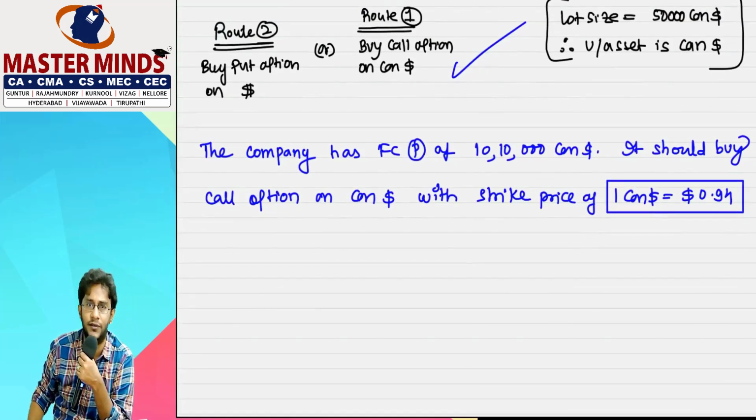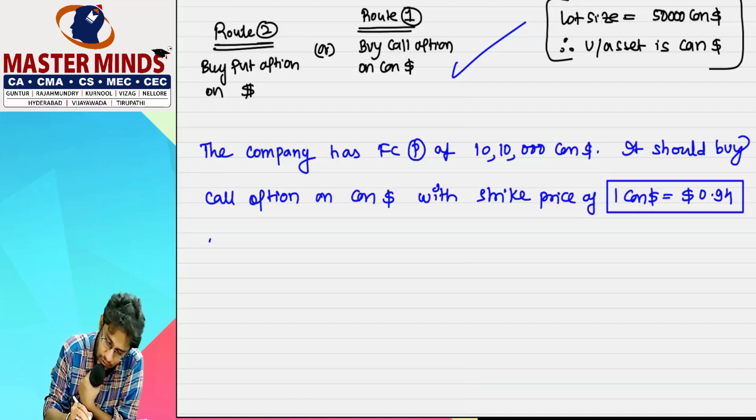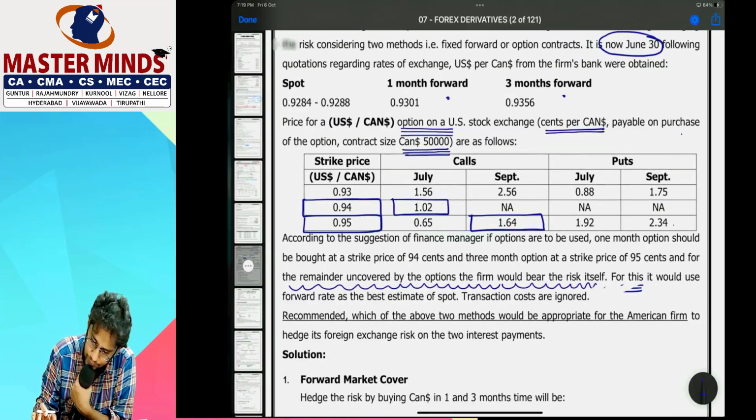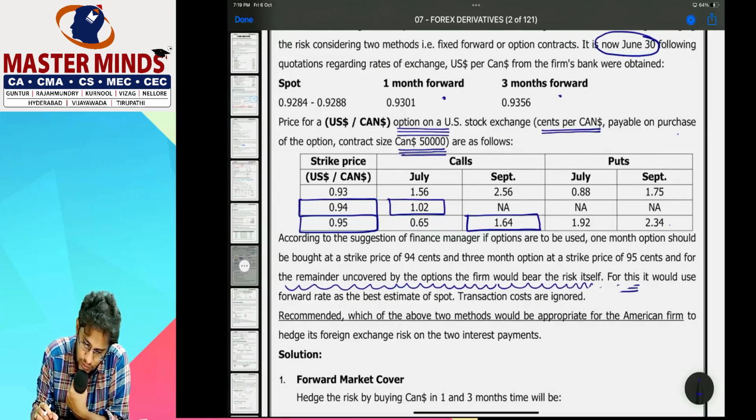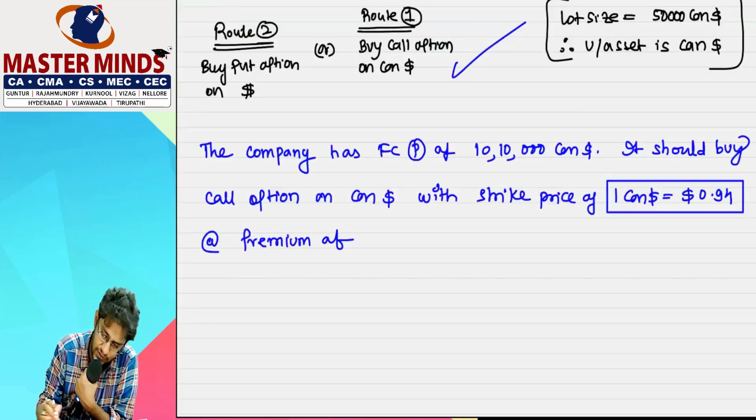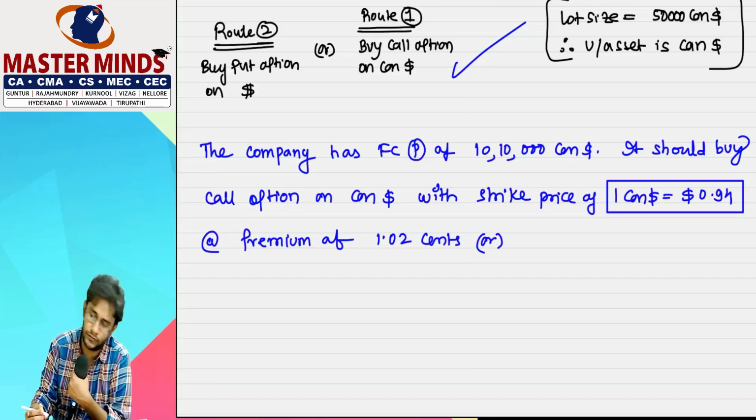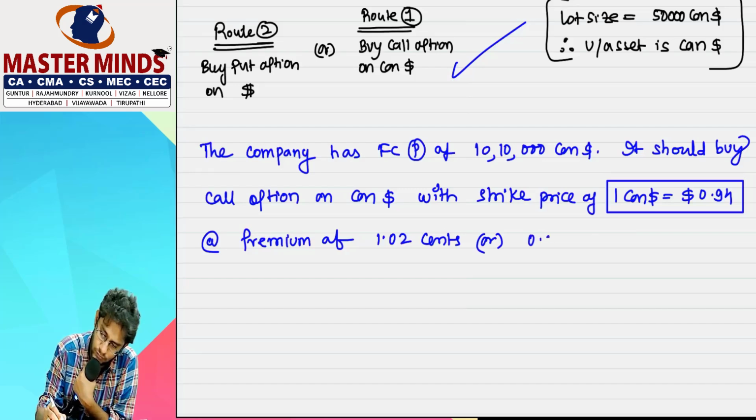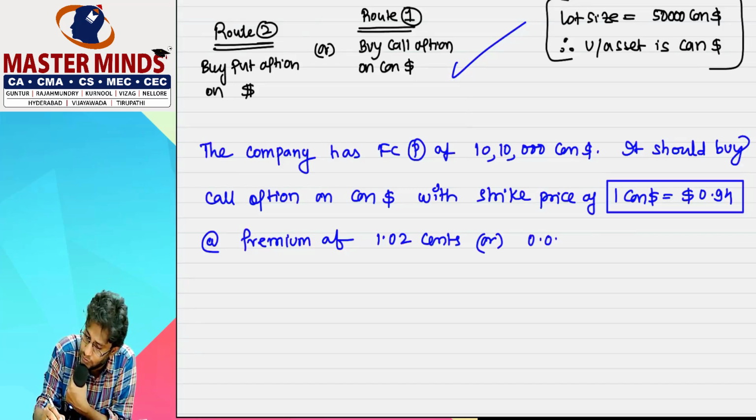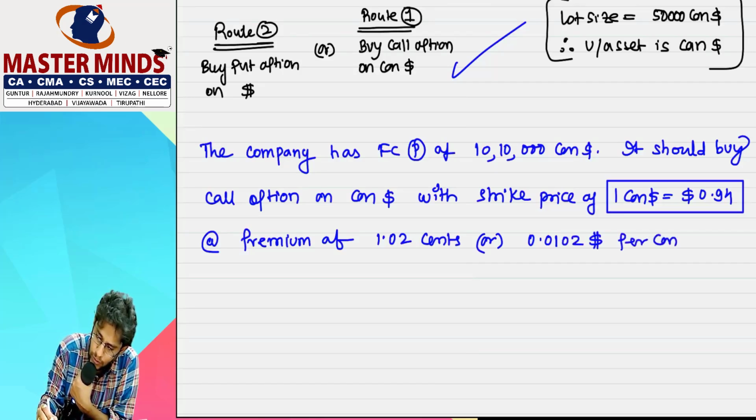Sir, if the underlying asset is Infosys, the strike price will be for Infosys share only, no? Like that, the underlying asset is CAN dollar, so the strike price of CAN dollar will be given. So very obvious point. At a premium of, how much premium? 94 cents, 1.02 cents. 1.02 cents, or divide by 100, 0.0102 per CAN dollar.